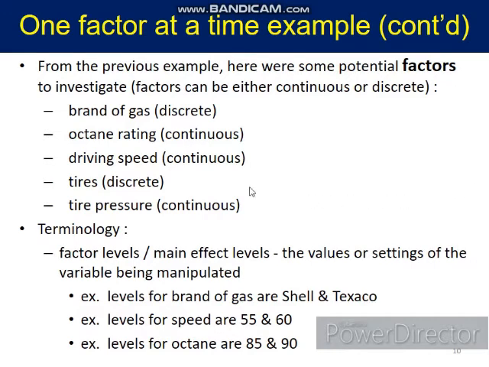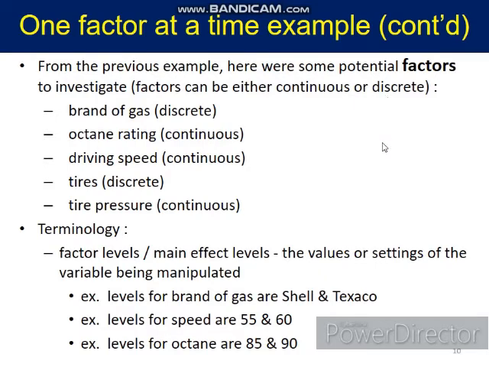Okay. So basically, from the examples, we have some potential factors that we have listed to investigate. And whenever you select a factor, it can be either continuous or discrete. Continuous means that the factor can be expressed in terms of 1, 2, 3, or 1.1, 1.2, 1.3, and so forth.